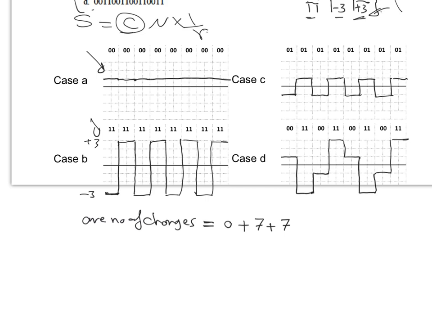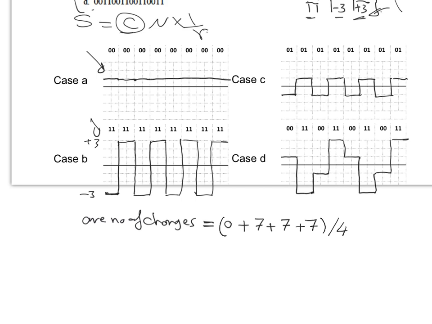And for case D, the number of changes are 1, 2. This is the signal level representation or the signal change. So 1, 2, 3, 4, 5, 6, 7. So we have here 7 signal changes. Okay. So these are 4 different cases. So the average is we have to divide by 4. Okay, so until now we calculated the number of changes, even if it's 8, it's fine. If you write it 8, it's fine.